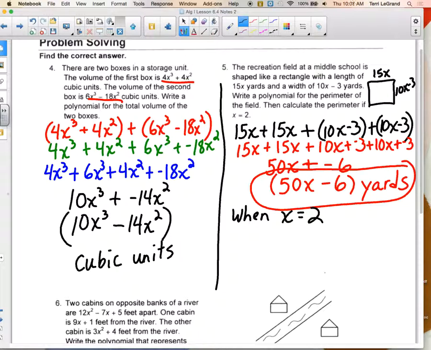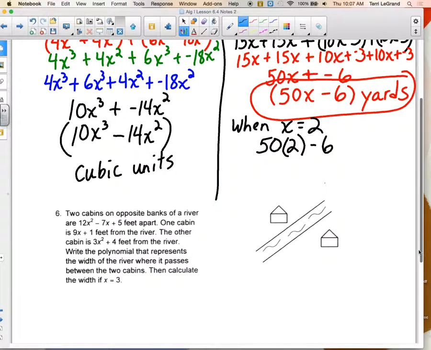So what are we going to do? Plug in 2 for x. 50 times 2, take away 6. 50 times 2 is 100. 100 take away 6 is 94.